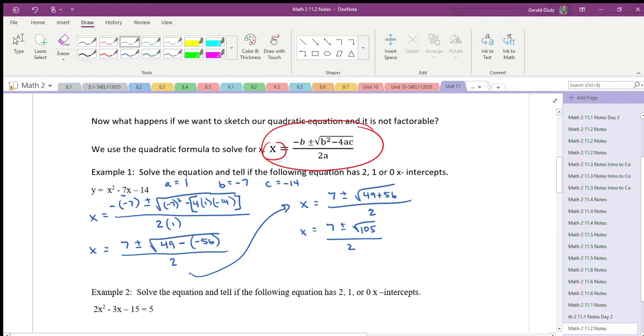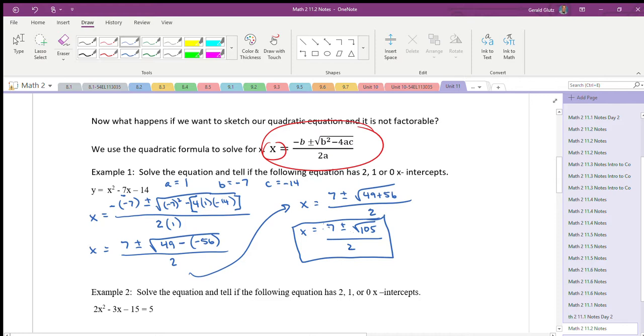So next thing I want to do, I want to see if I can simplify this radical. So I'm doing the factors of 105 in my head, and you cannot simplify this radical anymore. Next thing I want to look for is, does 2 go into these numbers? And the answer is no. So that means I can leave it like this. I am done. I cannot simplify this anymore, and that's my answer.